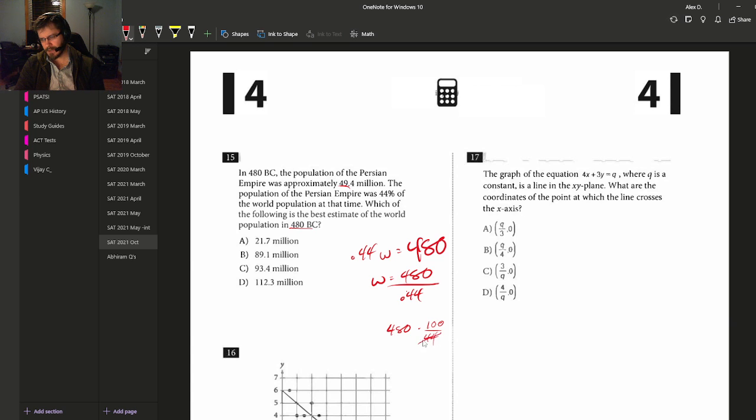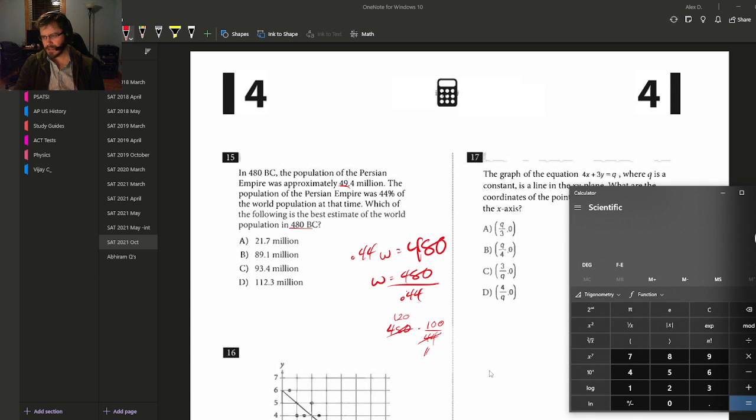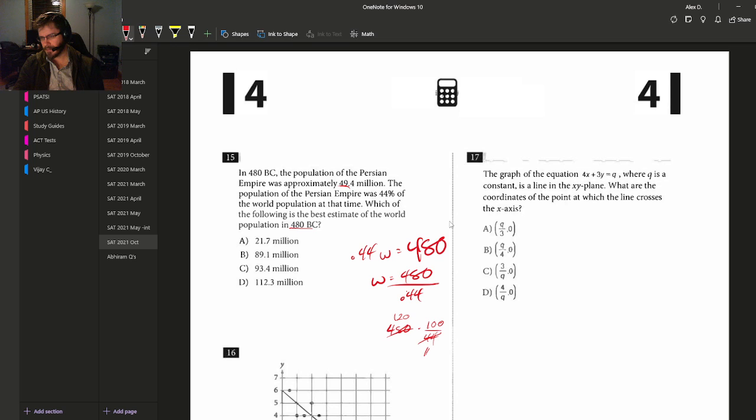44 and 480 have a common factor of 4, of course. 11. I don't think that reduces any further. I might bust out my calculator because I'm a little lazy. So let's just do the original. 40 divided by 4. I messed something up. Oh, I didn't even... God, I'm an idiot.